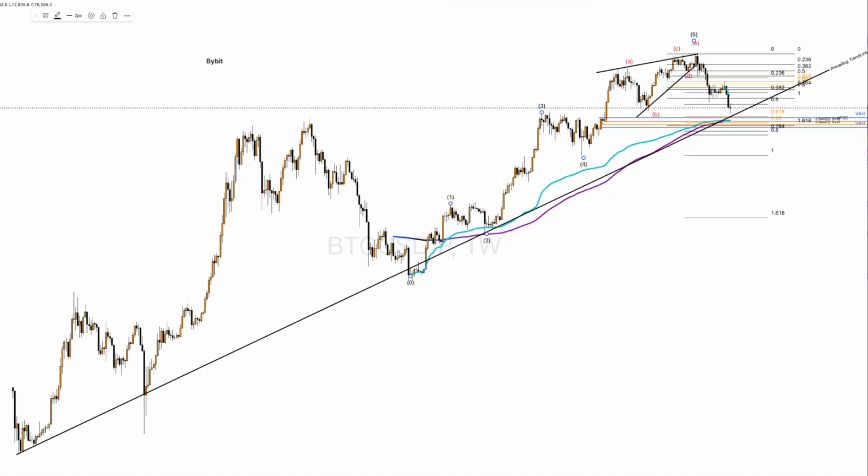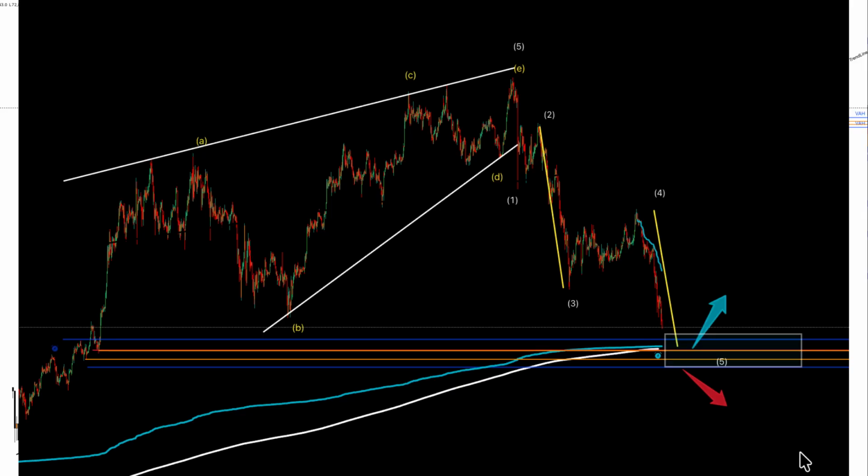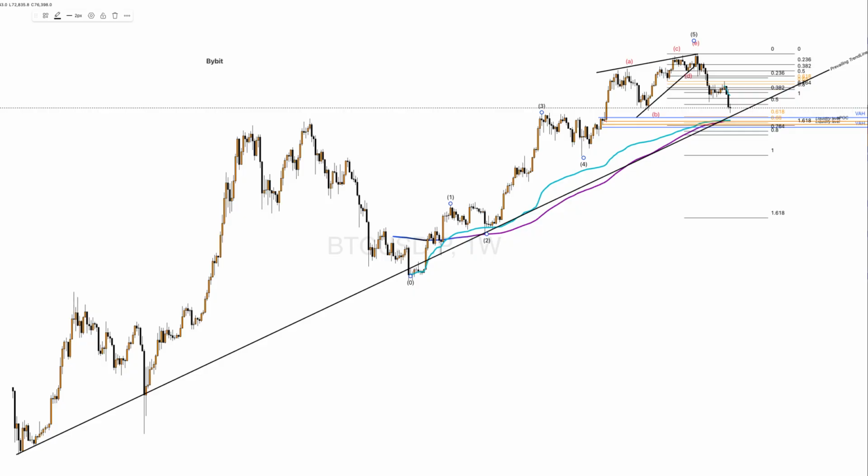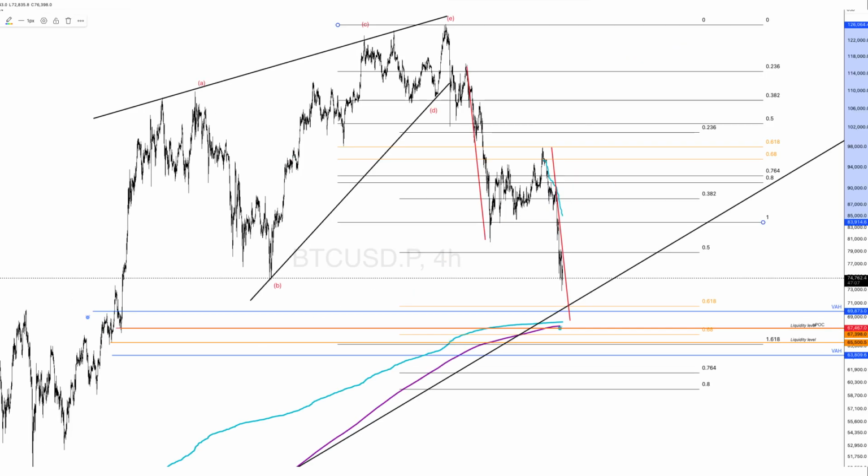Bitcoin is now approaching a very important level, and it's a zone I've been watching closely for a potential long entry. In this video, I'm going to break down why the 70,000 area matters so much, and why this could be shaping up as a macro swing long opportunity. We're going to go through the chart step by step using multiple layers of analysis.